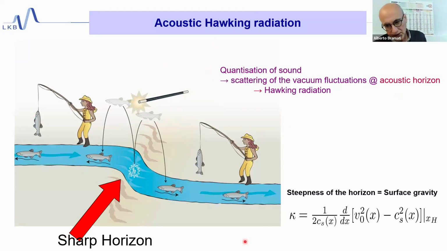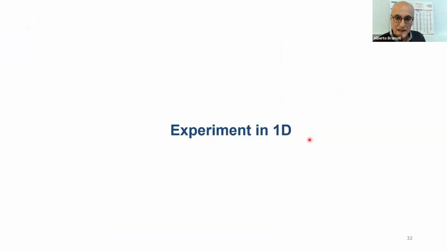And what is important is to have a very sharp horizon, because this increases the strength of the expected signal. So the steepness of the horizon is given by this formula. So what we have to do is to create the sharpest horizon in order to have the strongest signal of Hawking radiation. So how is it possible to build up an experiment?